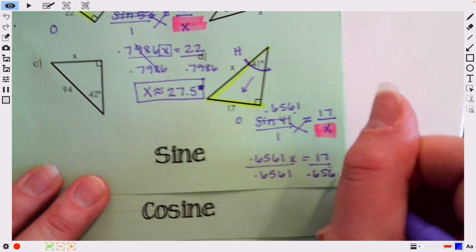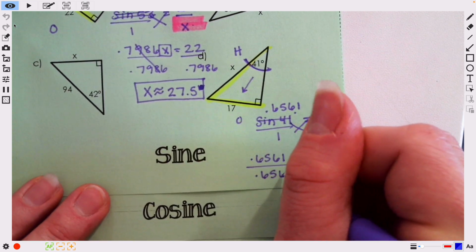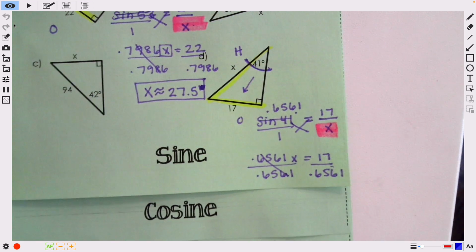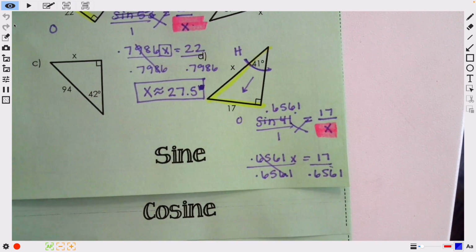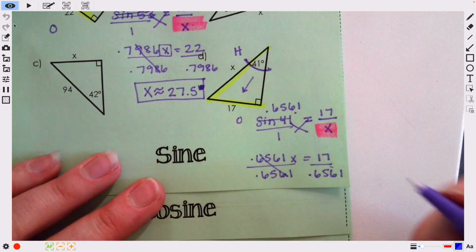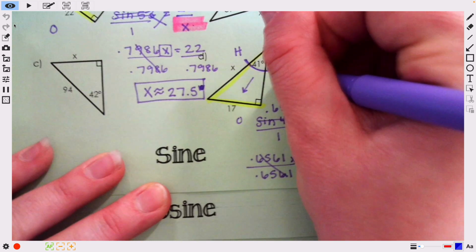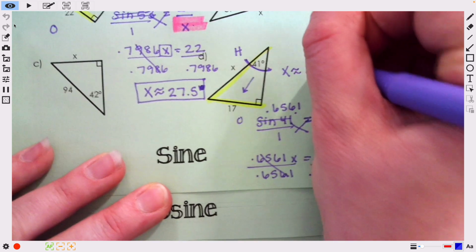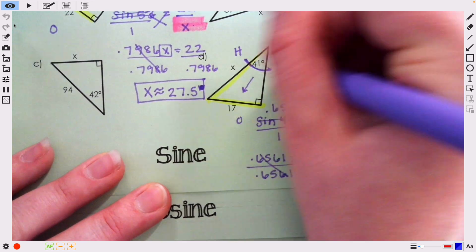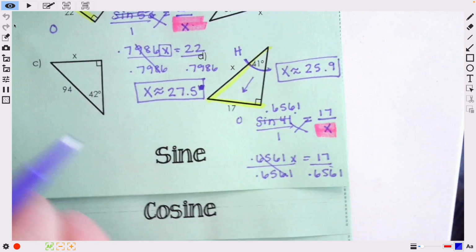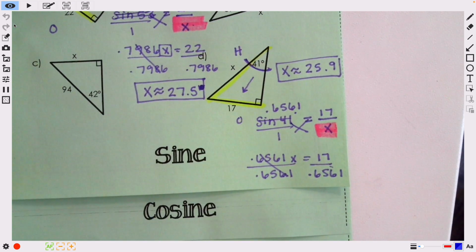So again, I don't know if this makes sense to, well, no, I'm not going to say it yet. I'll say it in a little bit. And I'm getting approximately 25.9. Is that right? And so I want to show you guys something.